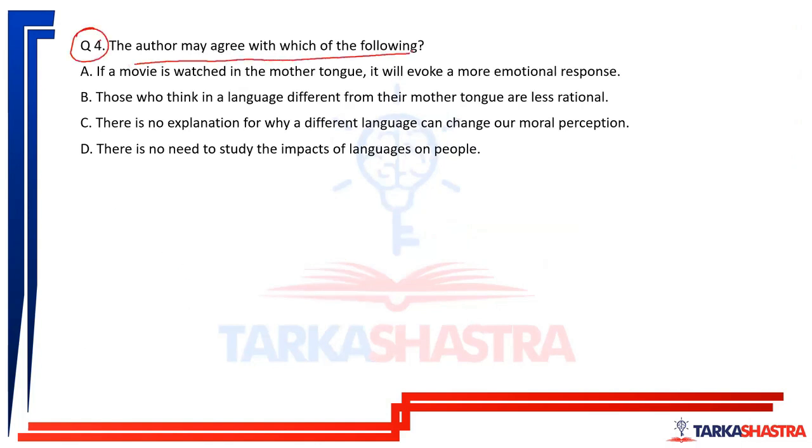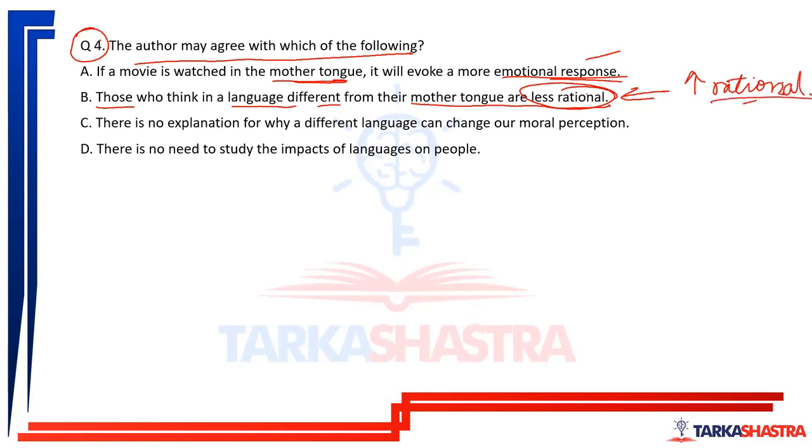The author may agree with which of the following? If a movie is watched in mother tongue, it will evoke a more emotional response. Because it is mother tongue and it is supposed to make us more emotional. Maybe those who think in a language different from their mother tongue are less rational. Actually, they are more rational. Why? Because a foreign language makes us think deliberately, making us more rational.